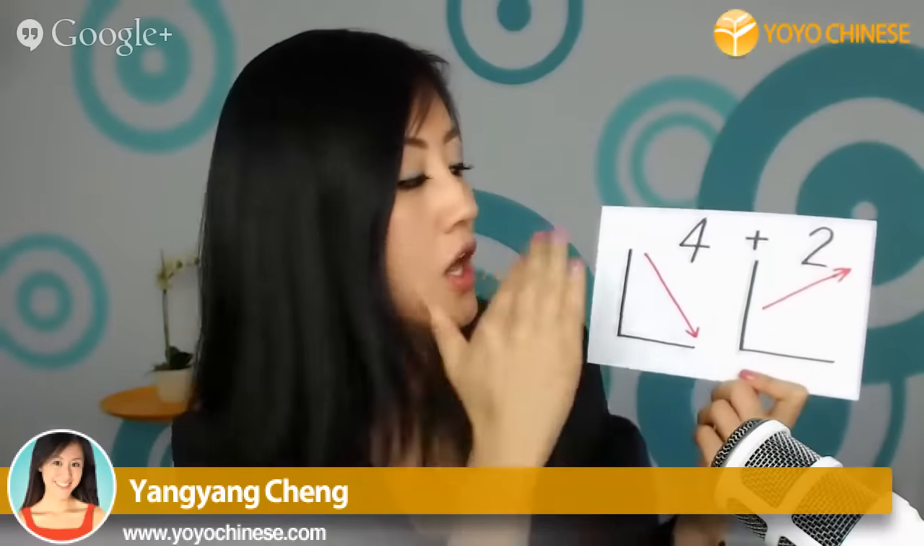Next one, the 4-2 combination. The sample word is question, or this word can also mean problem. 问题, 问题, 非常好. All right.